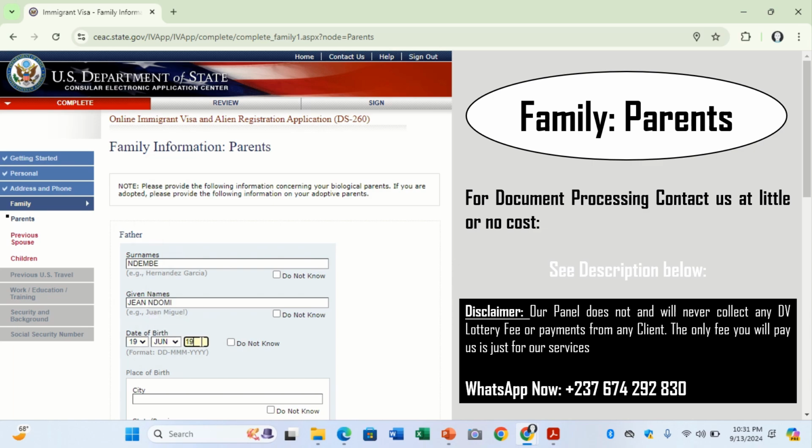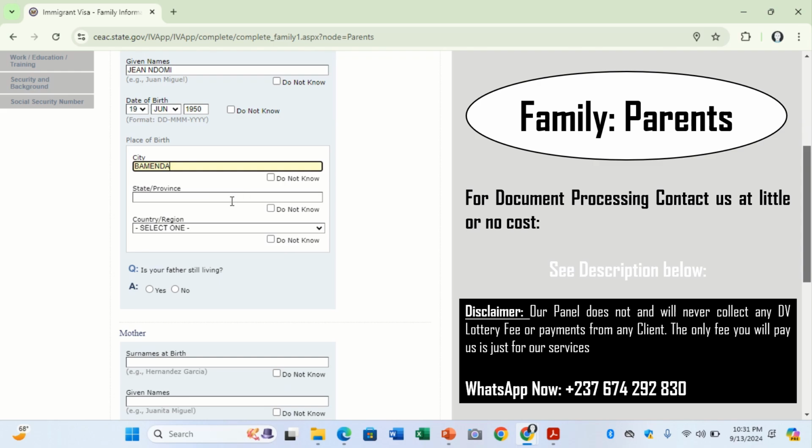So here, father's name. We start with parents. Let's say the father here is Ndembe, that's the surname. Given names Njang Domi, date of birth 19 June, 1950s. If you don't know, you can check the box "do not know", like some people don't know their fathers. So this information is just going to be "do not know", as well as place of birth, state, and country.